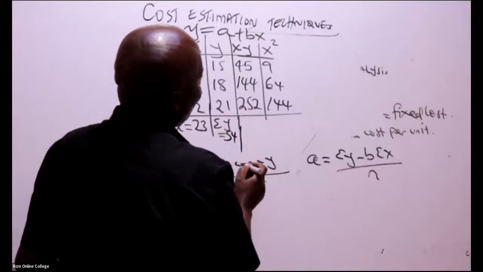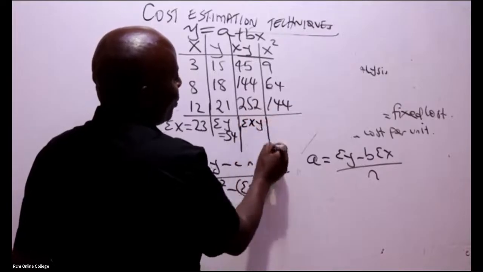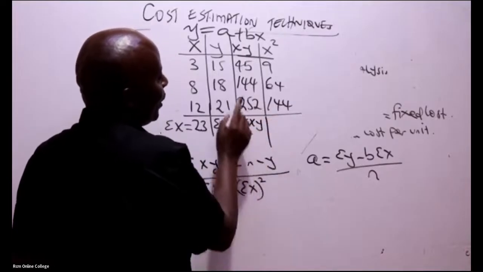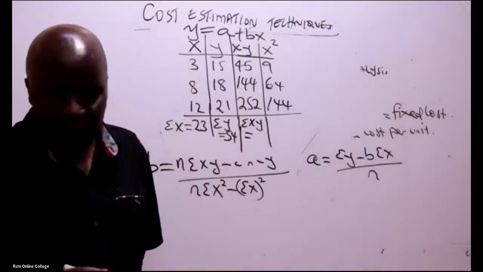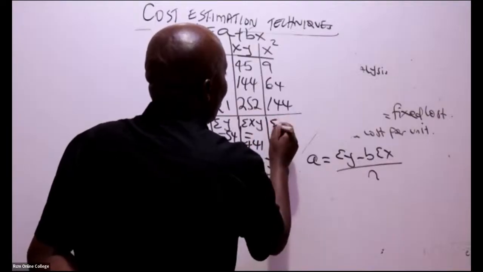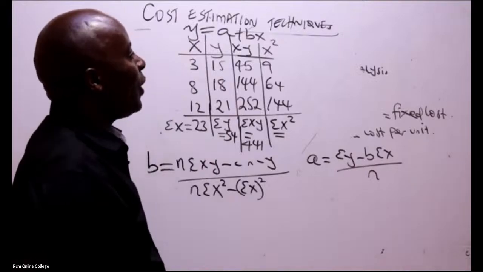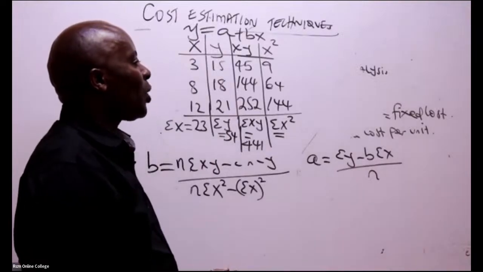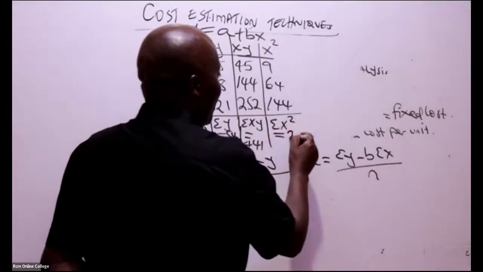From there, ladies and gentlemen, we have here summation of xy. Summation of xy equals, you're adding 45, 144, 252. What do we have there? 441. And then lastly, we have summation of x squared. Summation of x squared, we have 9 plus 64 plus 144. So this gives us 217.